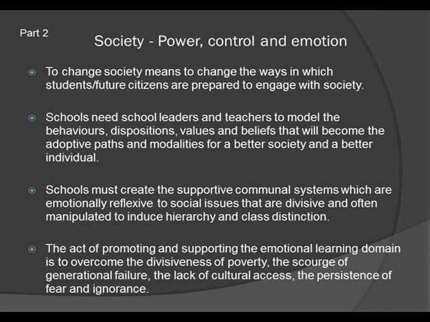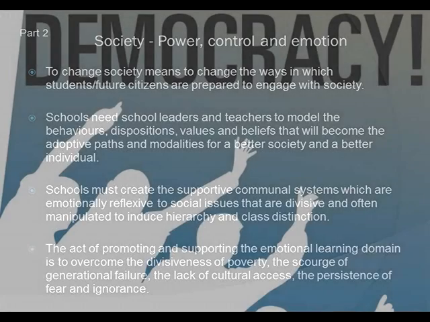Schools must create the supportive communal systems which are emotionally reflexive to social issues that are divisive and often manipulated to induce hierarchy and class distinction. The act of promoting and supporting the emotional learning domain is to overcome the divisiveness of poverty, the scourge of generational failure, the lack of cultural access, the persistence of fear and ignorance.